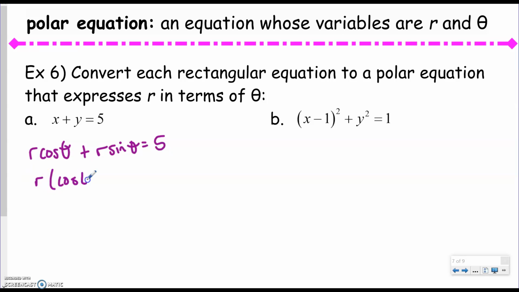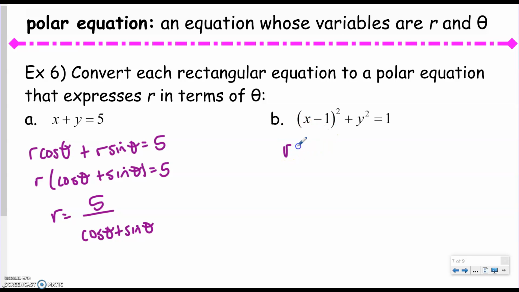So I have r times cosine of theta plus sine of theta, and I'm going to solve for r by dividing. So if I divide by cosine of theta plus sine of theta, my equation is r equals 5 divided by cosine of theta plus sine of theta. Okay, next one, we're going to do the same thing.